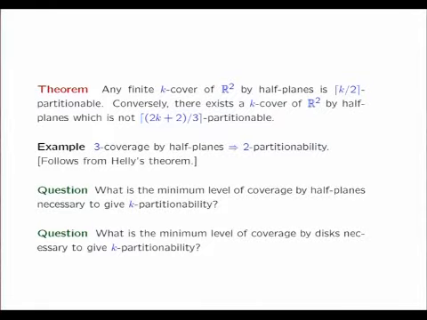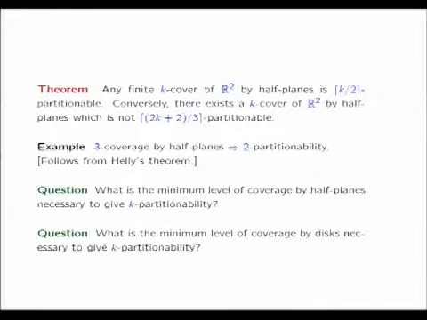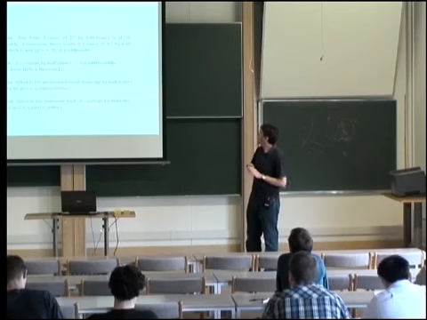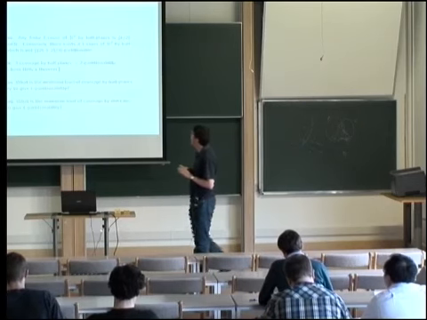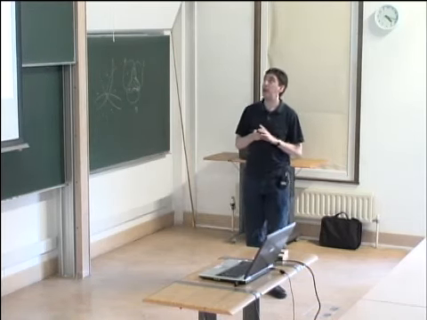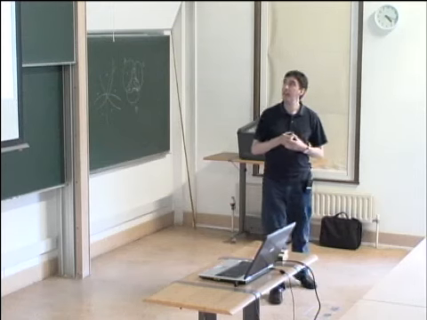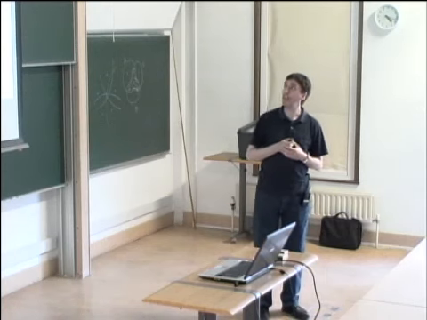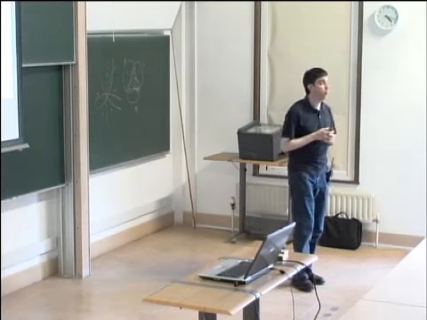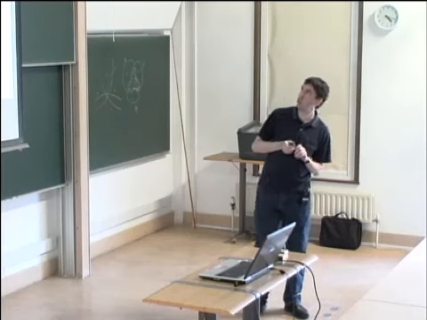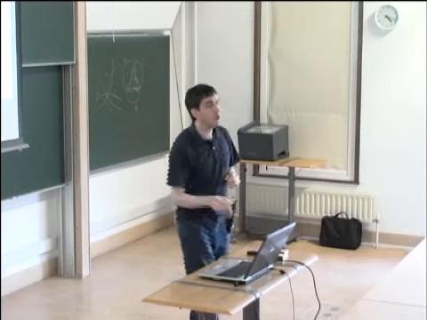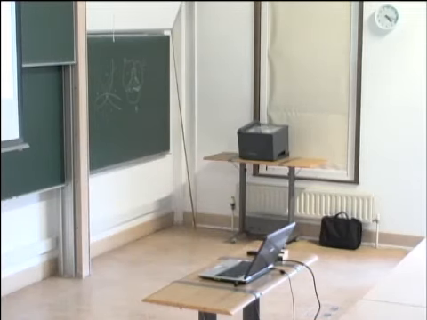If it's 3 covered by half planes, then it follows as a fairly simple exercise. Okay, so the theorem is that if you have a finite k cover of R squared by half planes, then it's k over 2 partitionable. On the other hand, there exist examples which are not more than about 2/3 k partitionable. The example showing why you can't do better than 2/3 is actually fairly easy, so I'll draw that again.